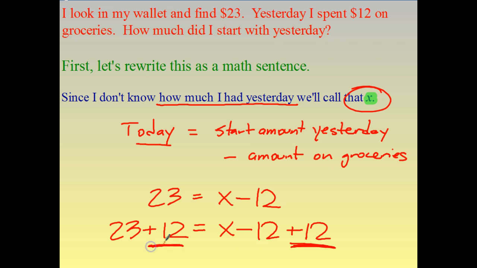If you notice, these two match. That's what's happening: I'm doing the same thing to both sides. Once I do that to both sides, I end up with 23 and 12 is 35. X minus 12 plus 12 is just X, and I end up with the same answer. All right, let's move on.